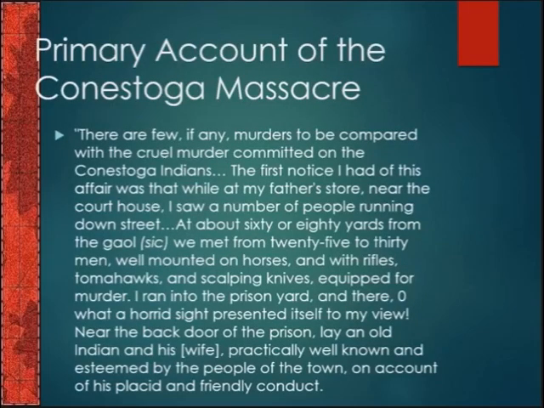This is a primary account of the Conestoga Massacre. There are few, if any, murders to be compared with the cruel murder committed on the Conestoga Indians. The first notice I had of this affair was that while at my father's store near the courthouse, I saw a number of people running down the street. At about 60 or 80 yards from the jail, we met with 25 or 30 men, well mounted on horses and with rifles, tomahawks, and scalping knives, equipped to murder.